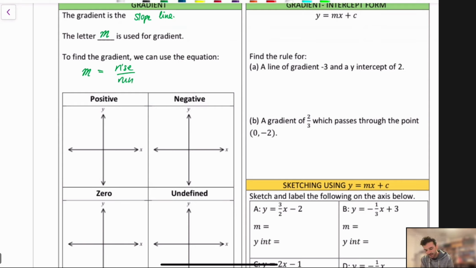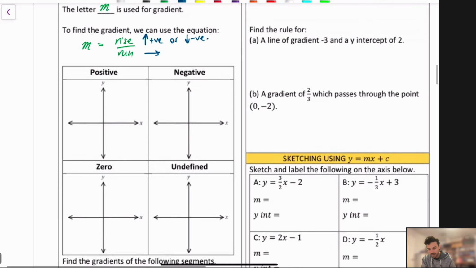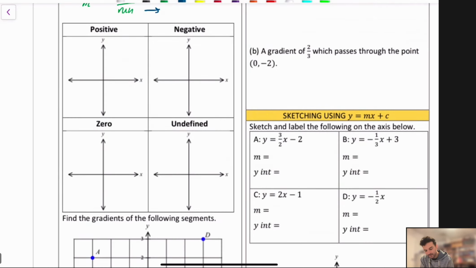Now rise is either up, and that's positive, or down, which is negative, and run is going across. So how far did you go across, and how much did you go up or down to get to the next point on the line? So let's draw some pictures. These are the types of gradients. You might have something like this.